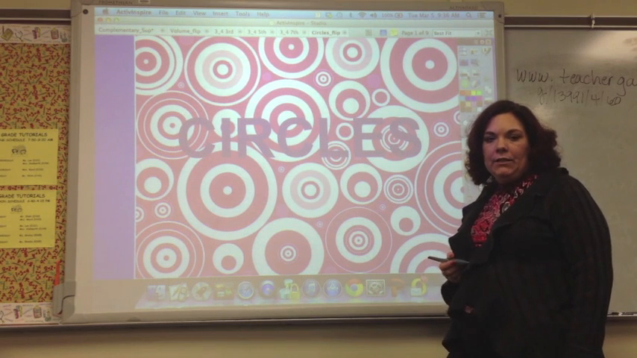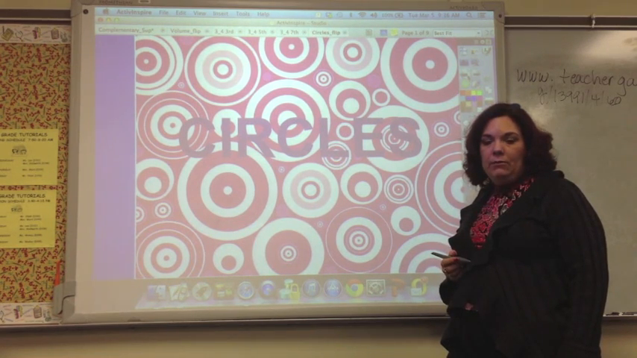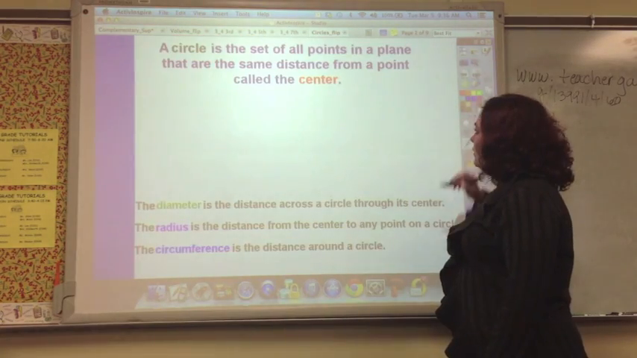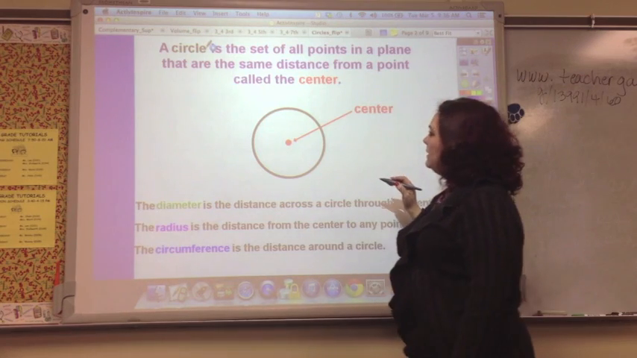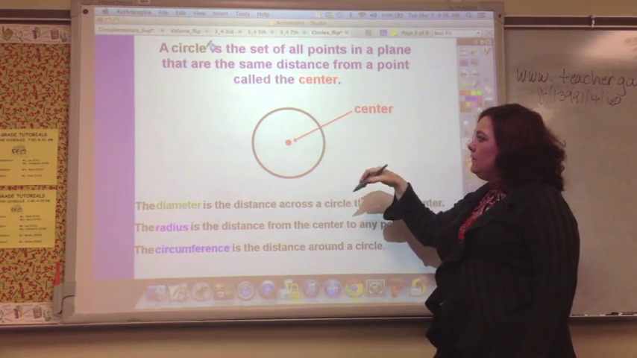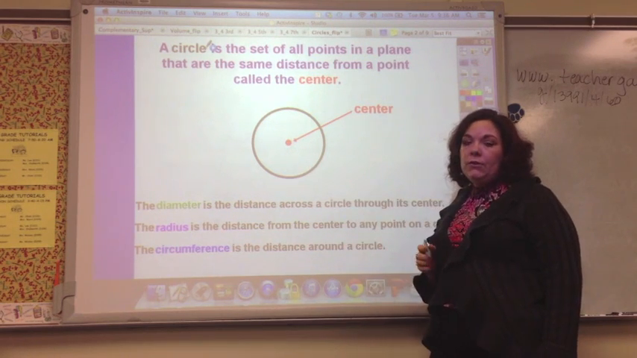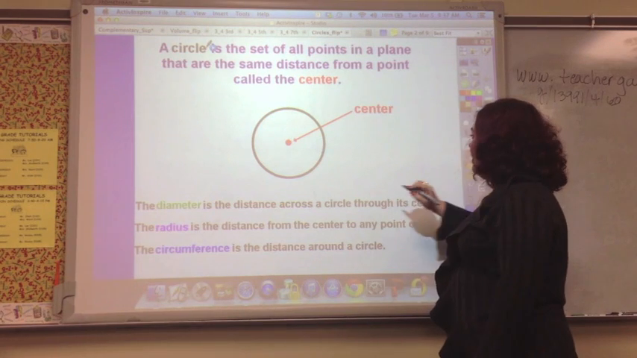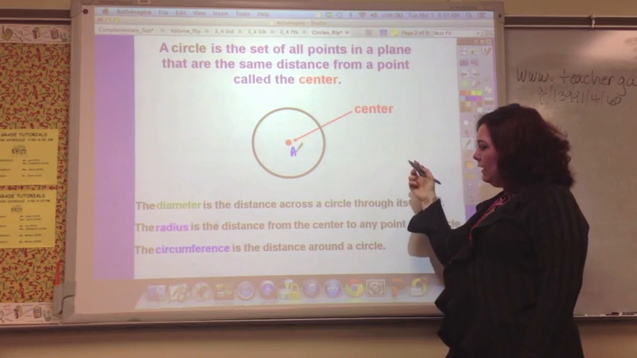Okay, today's video is on circles, mainly the terminology of parts of a circle and what the relationship is between the radius and the diameter. So a circle is a set of all points in a plane that are the same distance from a point called the center. This is the center of the circle. And circles are usually named by their center. So if this had a letter A, this would be circle A, and that's the center.